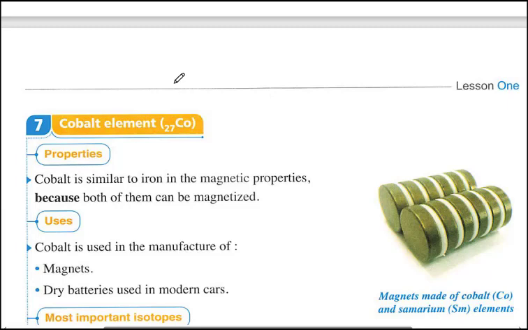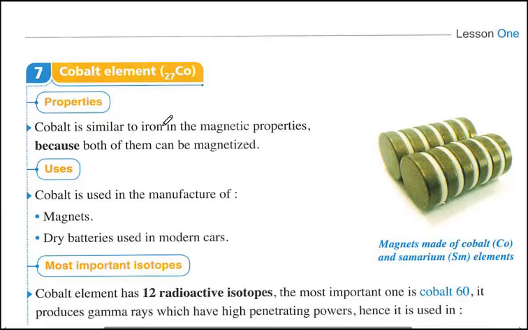Hello my dear students, let's complete the economic importance of the first elements of the transition series. Okay, cobalt, 27. Its properties: it is similar to iron in the magnetic properties. It can be magnetized. So when you see that in the exam or in the question, a metal like iron can be magnetized, in this case it is 100% cobalt.